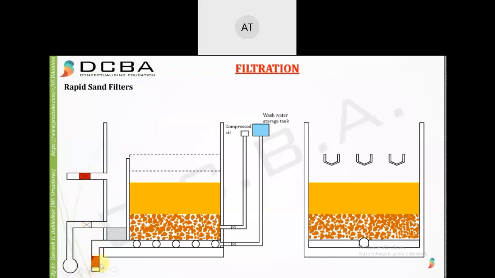Now how it is washed is that you close this valve, you open this valve, and there is a tank which stores the wash water. This wash water is clean water, which means we are going to clean our filtering media with clean water only, and it can be some part of the filtered water that had come here. You can store some part of that in this wash water storage tank. Now just look at this process.